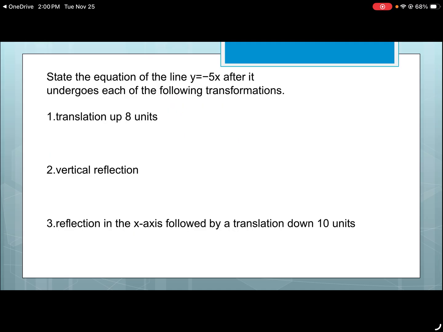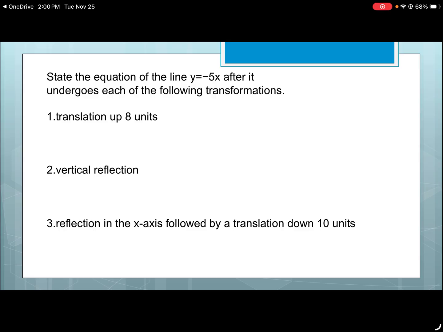Obviously, if you can translate, that just changes the y-intercept. If you can reflect, that just changes the slope to become a negative version of whatever it was, right? Negative to positive, positive to negative. If both of them happen at the same time, then obviously different things can happen, right? So obviously they will affect one or the other or both. So let's have a look.